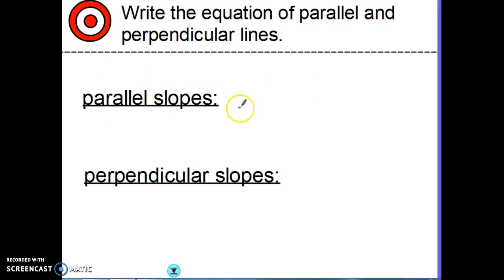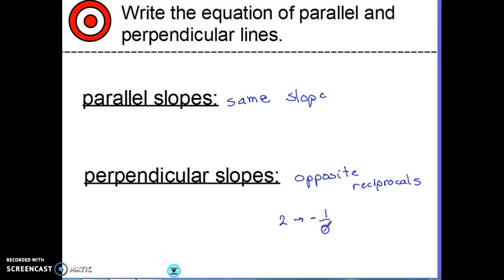So just to summarize, we know that lines are parallel if they have the same slope. We know that they are perpendicular if they are opposite reciprocals. And this might be a good thing to have written down somewhere. So an example of an opposite reciprocal is like, 2 would become negative 1 over 2. Because 2, when you flip it over, is 1 over 2. 2 is positive, this one has to be negative. So these two are opposite reciprocals.